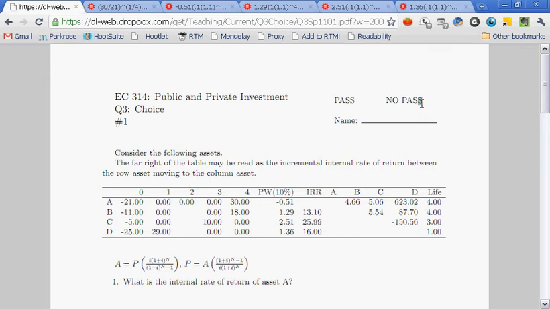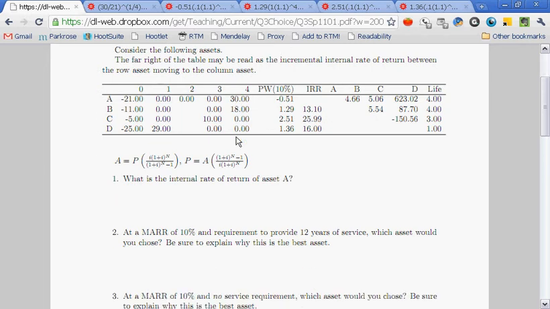So here's a key for the first of the choice questions. Question number one is supposed to be pretty easy. All that you're doing is calculating the internal rate of return here. So if you look up at asset A, which has a cost of 21 in time period 0, and then gets you this benefit of 30 in time period 4, all that you're doing is finding the interest rate that makes the present worth 0.